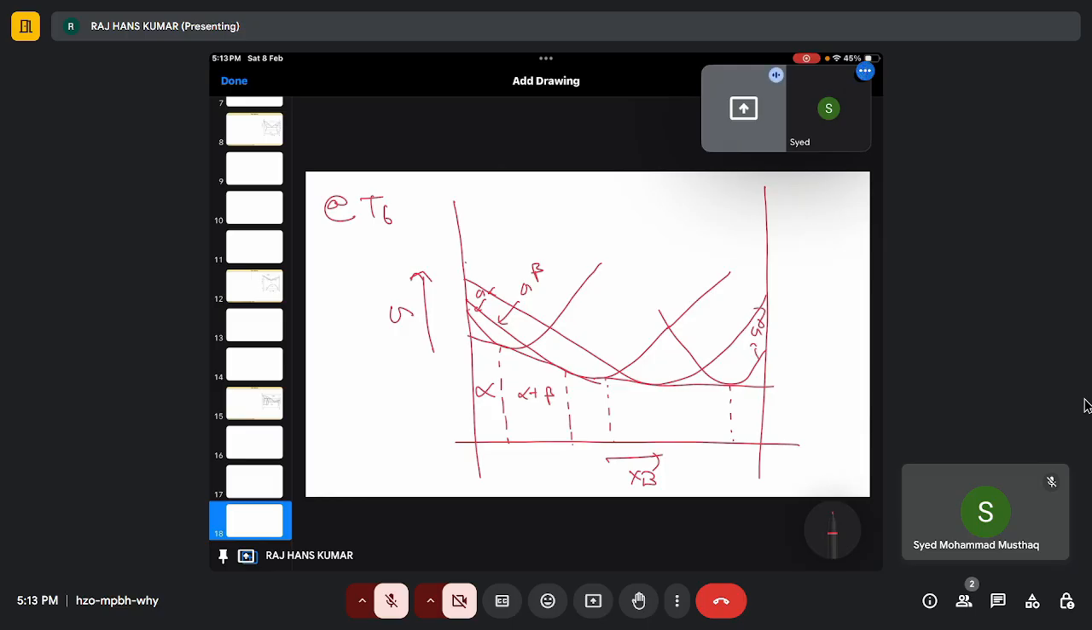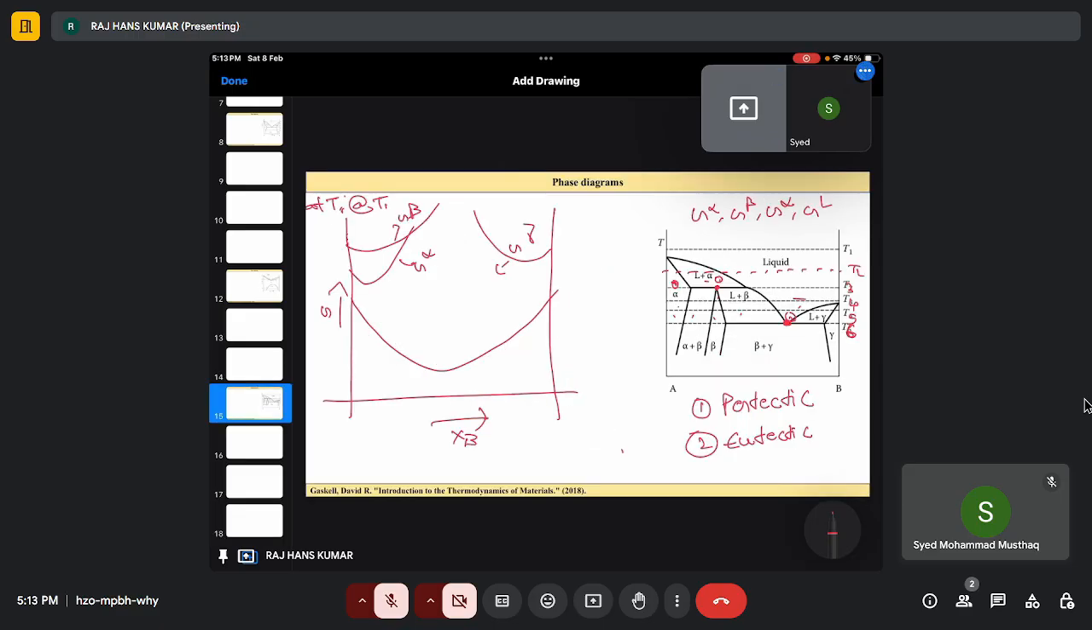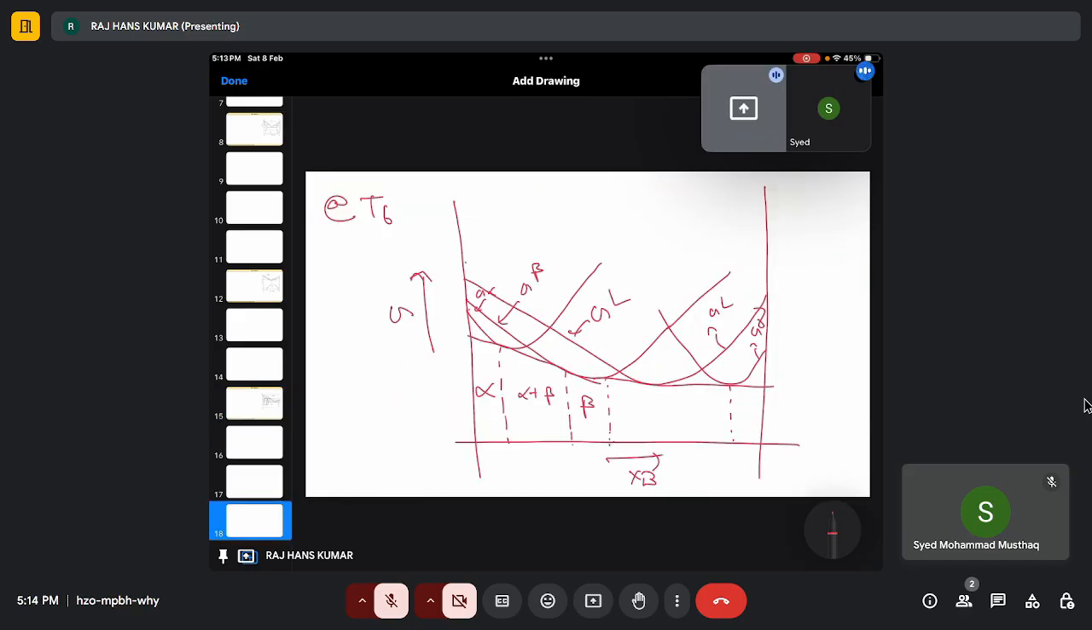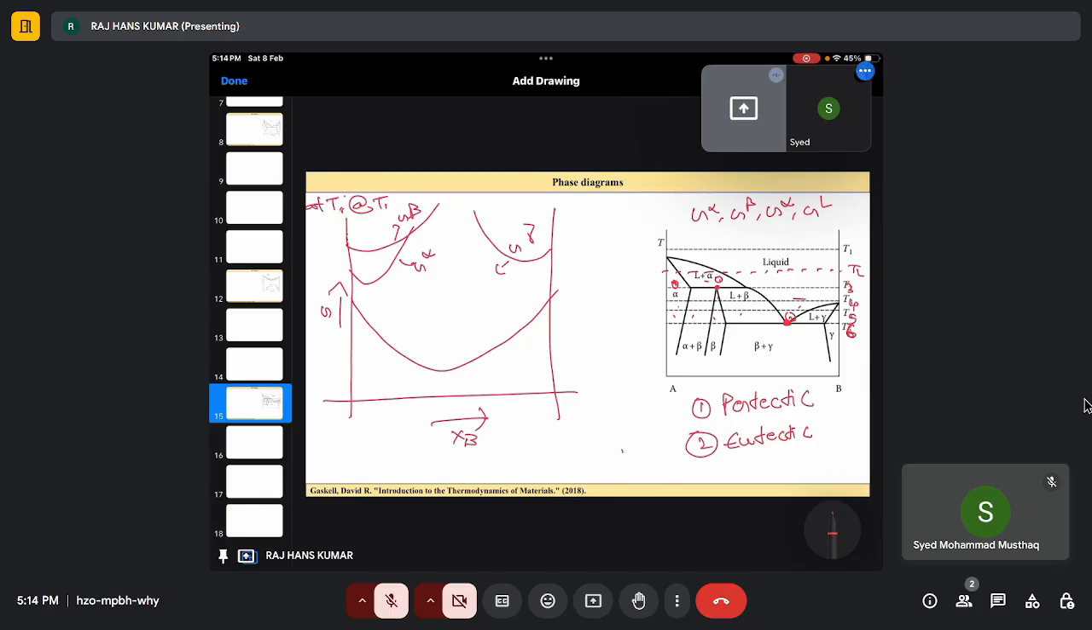This is my G liquid. Here my beta is stable, right? And here I have liquid, again three vertices touching, right? So three phases are in equilibrium: liquid plus beta plus gamma. Here I have gamma. That's all.